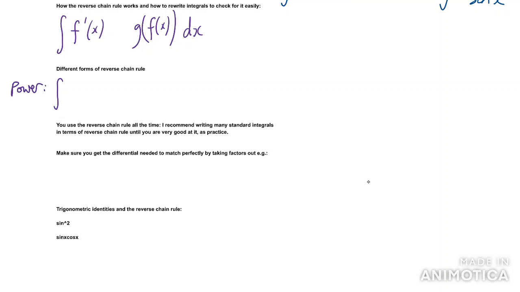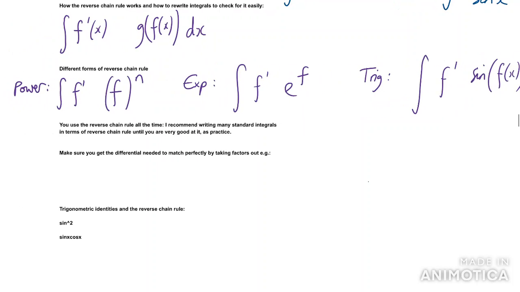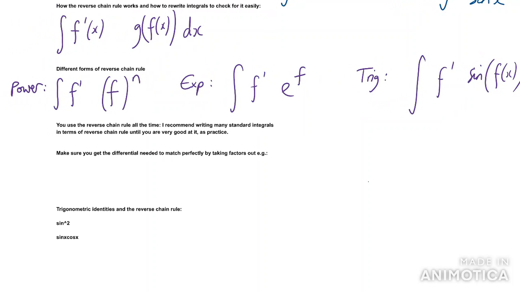These will be power: some differentiated function and then the function in a power. We'll have exponential: some differentiated function, and then the function itself inside an exponential. And we'll have trig: some differentiated function, and then something like sine of the function itself. Okay, so there's three types to keep an eye out for, and identifying which type you're using is actually something to pay a lot of attention to, because they can get confusing and a bit mixed up, and students often do that.